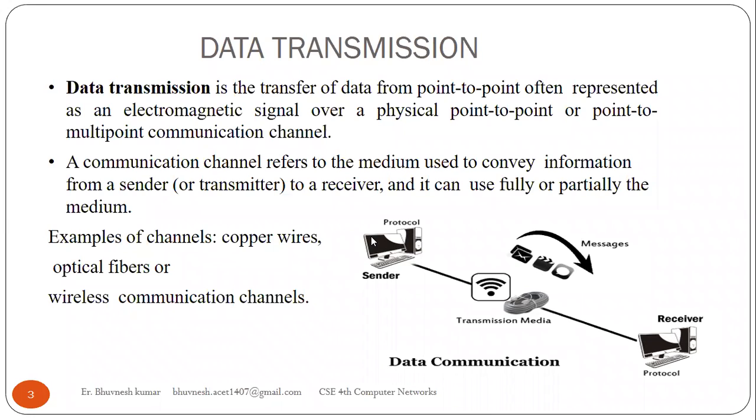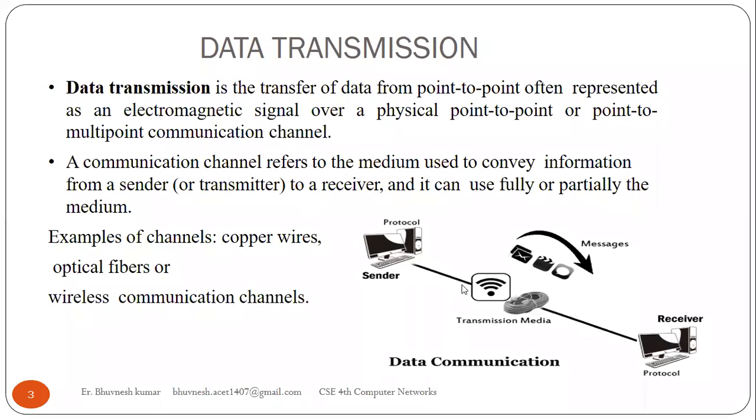So here is the example. This PC is your sender side. From the sender, the message is sent through a communication media or a transmission media. The transmission media can be wired or wireless. In the next lectures, we will also study the transmission media. I also told in the previous lecture that there are two types of transmission media: wired and wireless.